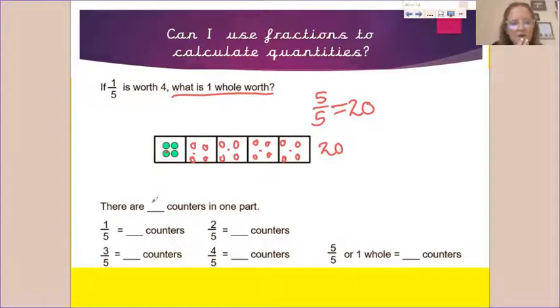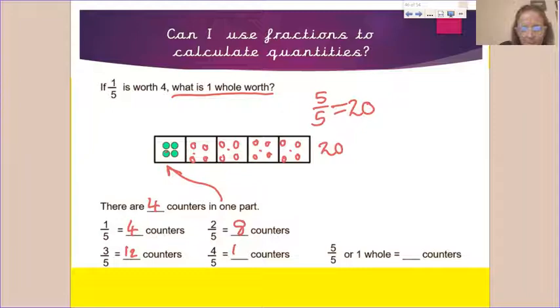So there are 4 counters in one part. We can see the one part is there. So 1/5 equals 4 counters, which means 2/5 would equal 8 counters. 3/5 would be 4, 8, 12 counters. 4/5 would be 4, 8, 12, 16 counters, which means 5/5 or one whole would equal 20 counters.